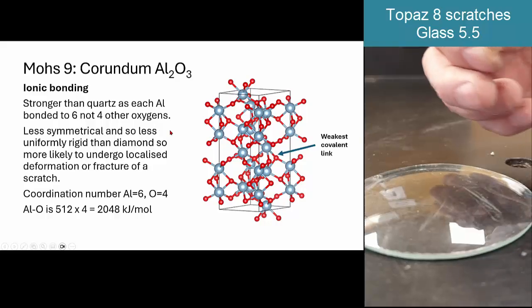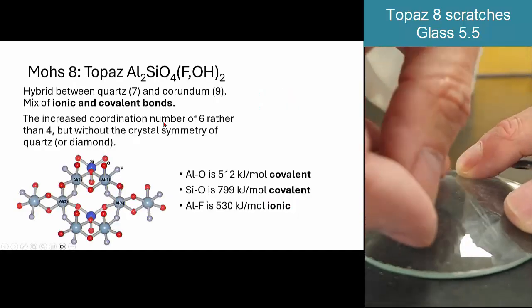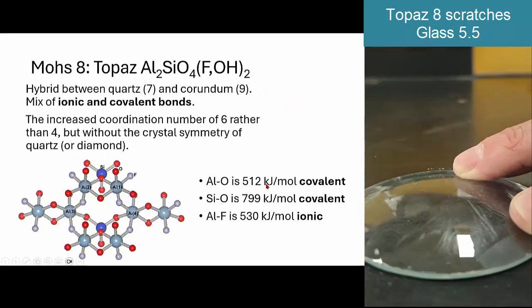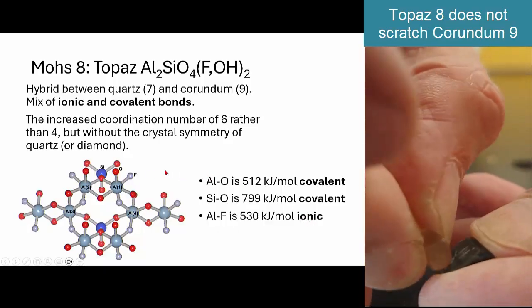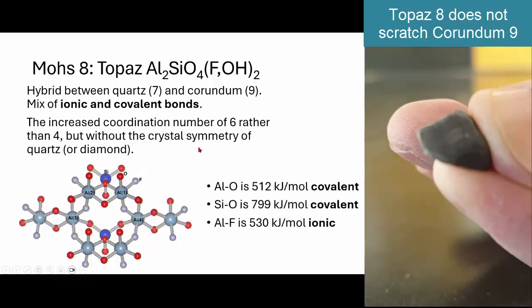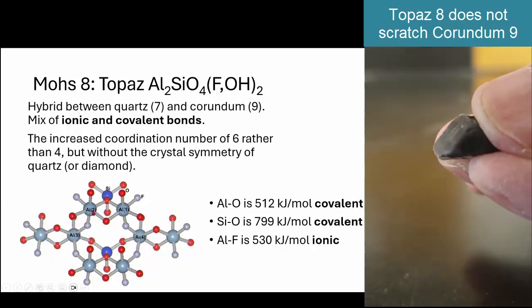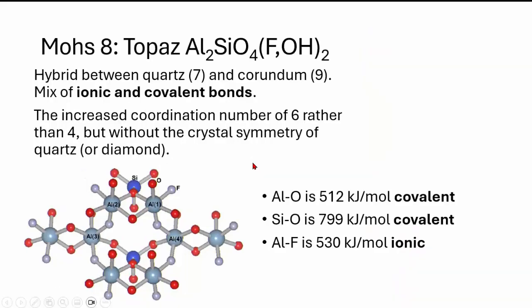Now, if you go in between quartz and corundum, you get something that's in between the two of them. You get a mix of covalent and ionic bonds. It's sort of a hybrid. It has a higher coordination number than silicon dioxide. So there's like 6 on the aluminium, but it doesn't have the symmetry of the quartz or of the diamond. So it's sort of in between on those factors. And so that would make a weaker lattice that can be more easily deformed when you try and scratch it.